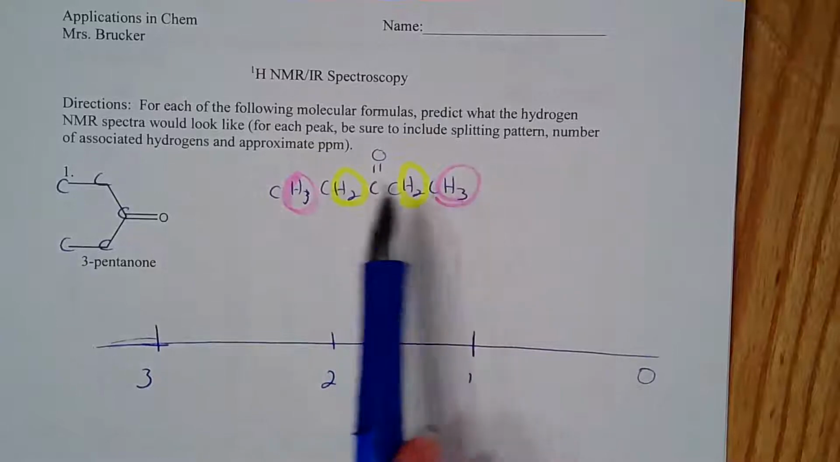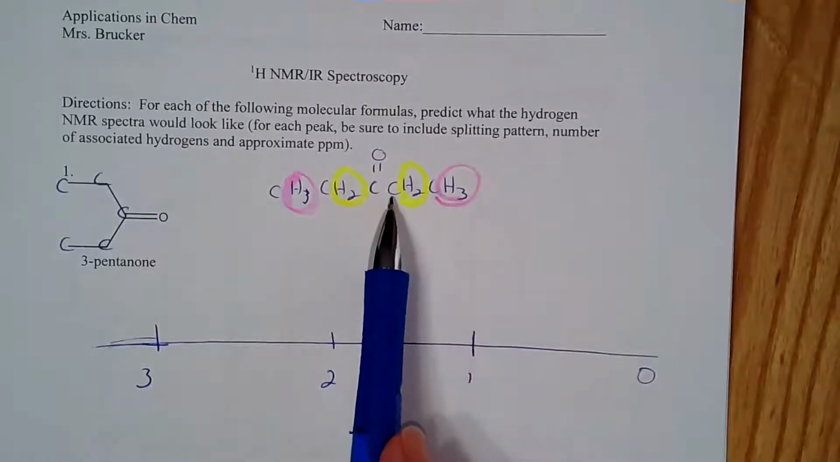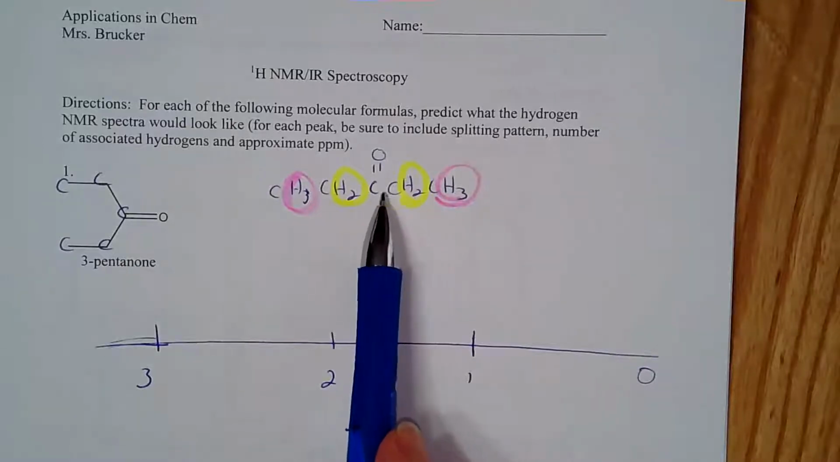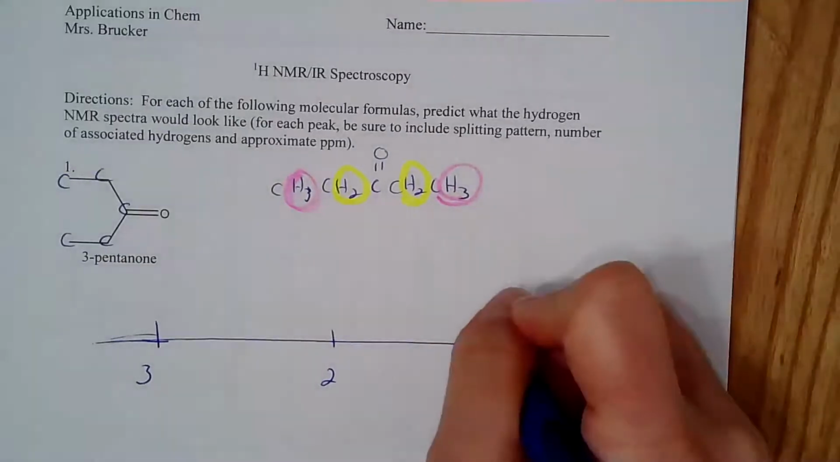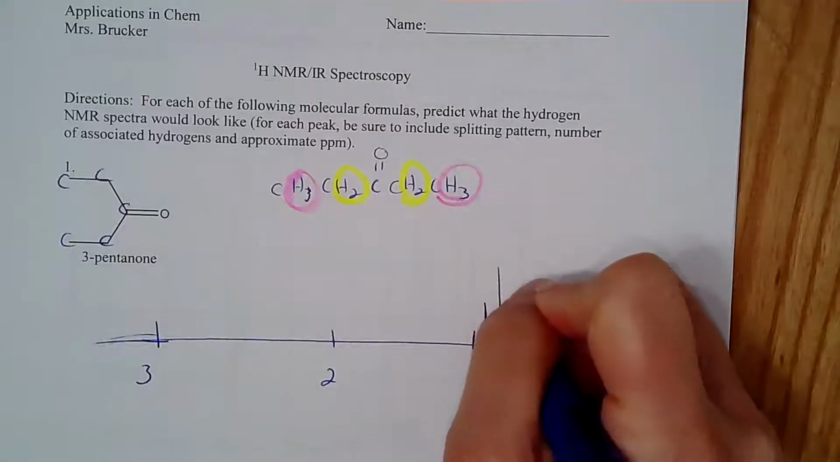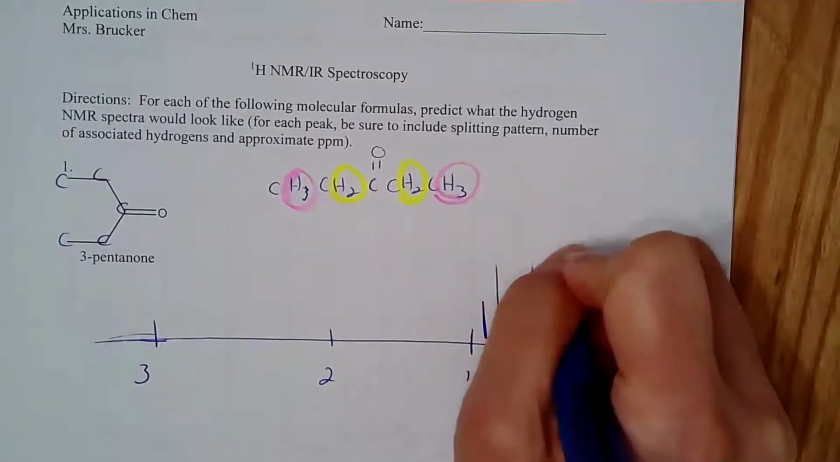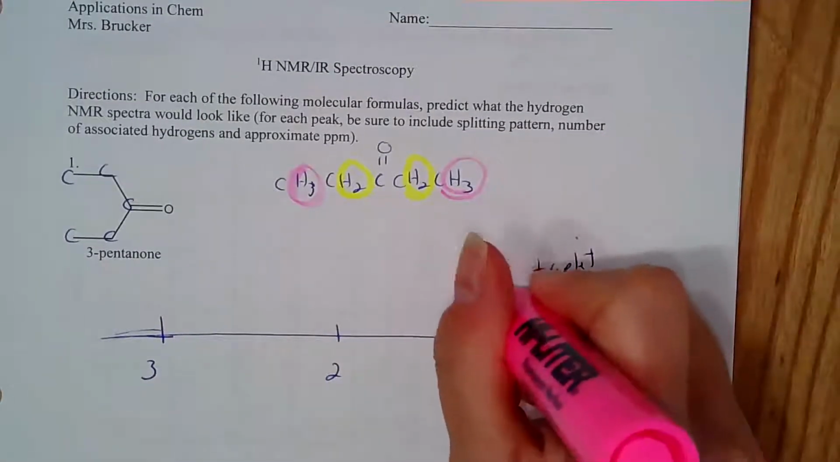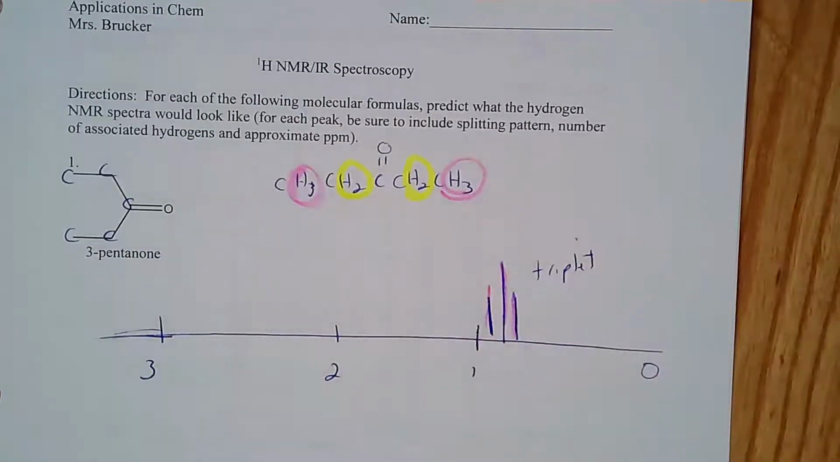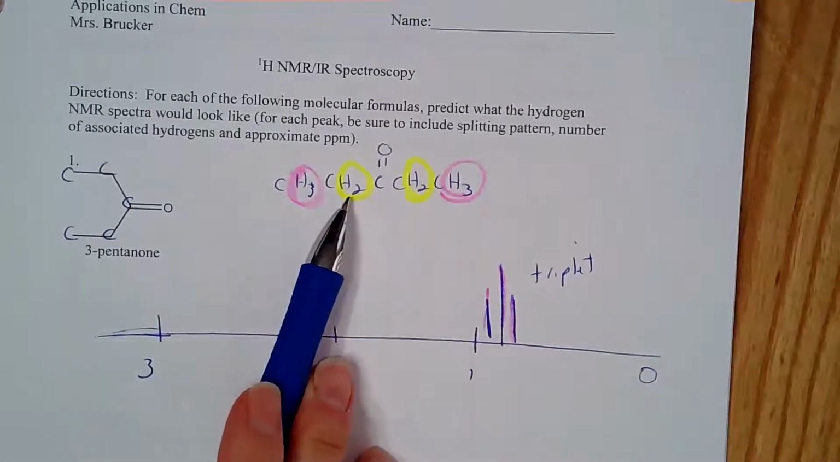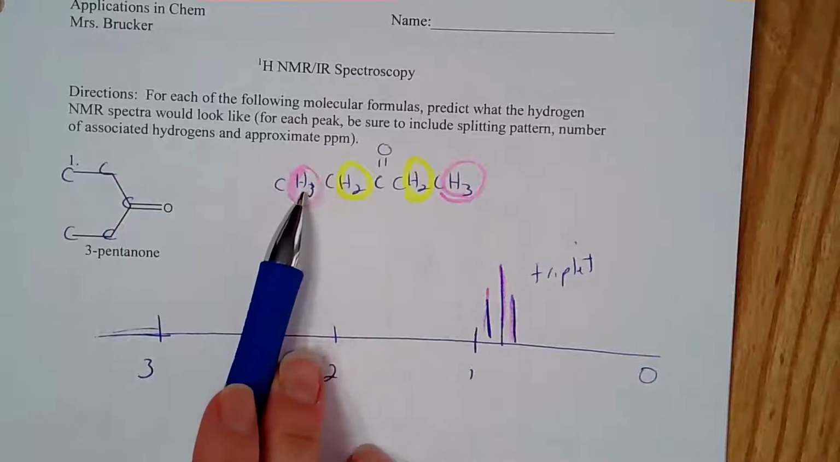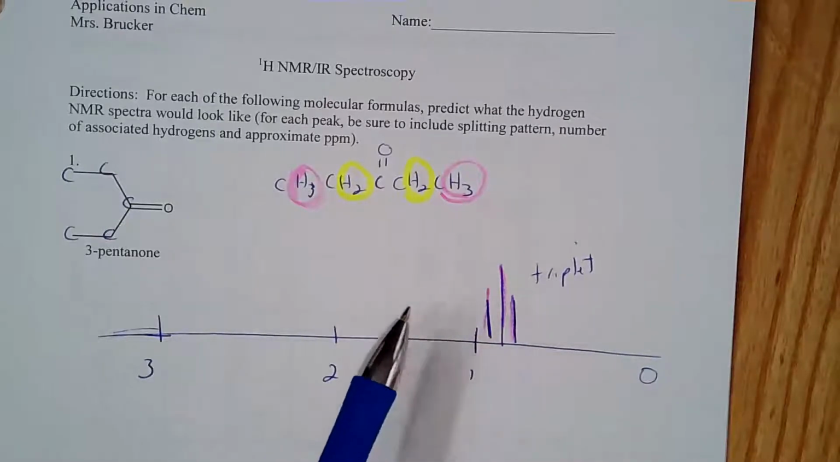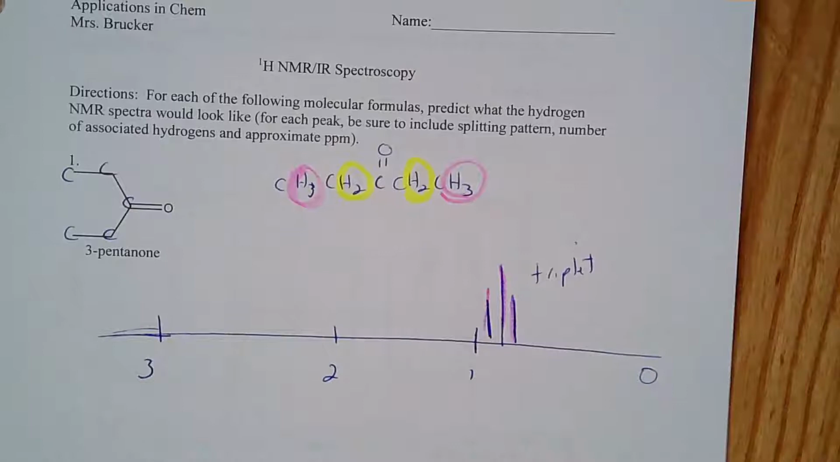So the CH3s are on the end. Its neighboring carbon has 2 hydrogens on it. That means it's going to split into a triplet. So draw a triplet somewhere around 0.9. Mark it as a triplet. If you're using colors, then color it in so that you know which triplet it is if you have multiple triplets. The CH2 has only 1 neighbor, and that neighbor has 3 hydrogens. That's going to split into a quartet.